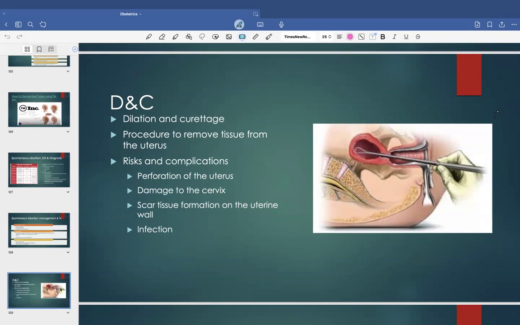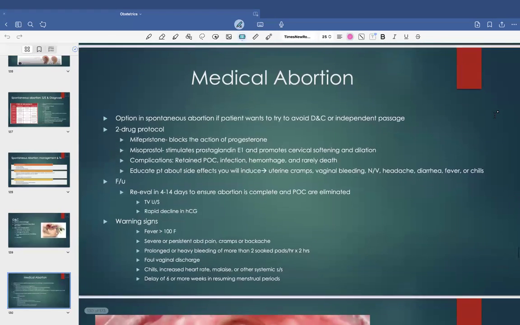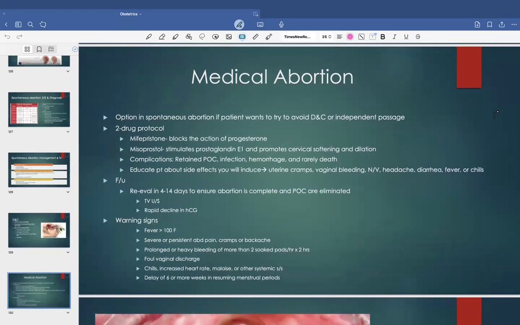If we don't do a D&C, you may have the option of a medical abortion. This option is for when the patient wants to avoid a D&C or does not want to do watchful waiting with expectant management. It is a 2-drug protocol with mifepristone followed by misoprostol. That combination has shown improved efficacy compared to misoprostol alone.